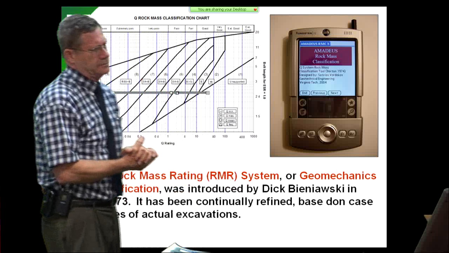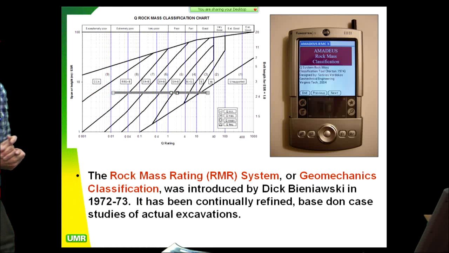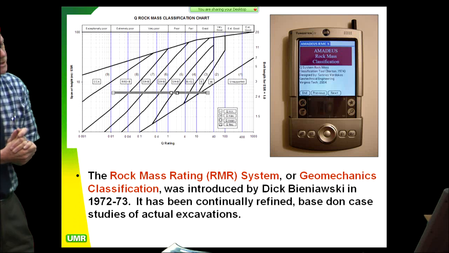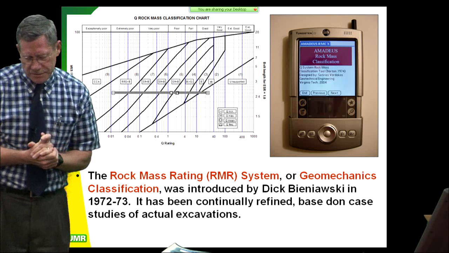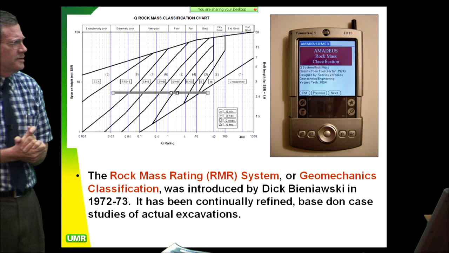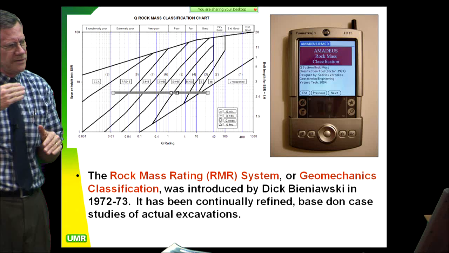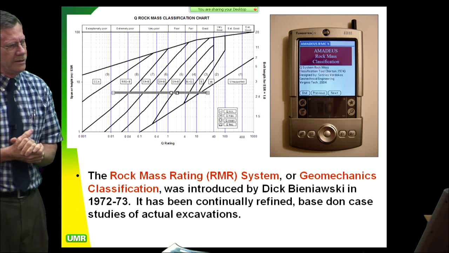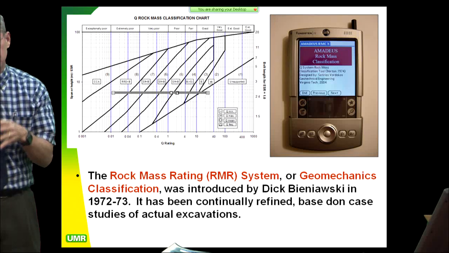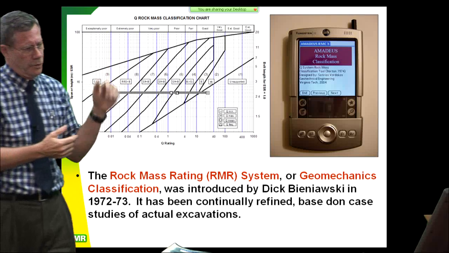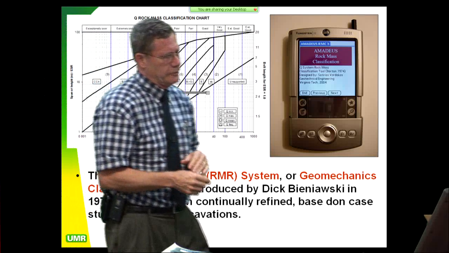Rock mass rating, or the geomechanics classification, was introduced by a South African mining engineer, Professor Dick Bieniawski, 1972-73, when he was teaching at Penn State University. It's a pretty simple system to use. It's been defined over the years. Norbert Mayers, if you take his course, he'll take you out here to some local outcrops along I-44 service road, and he'll show you how to do it.